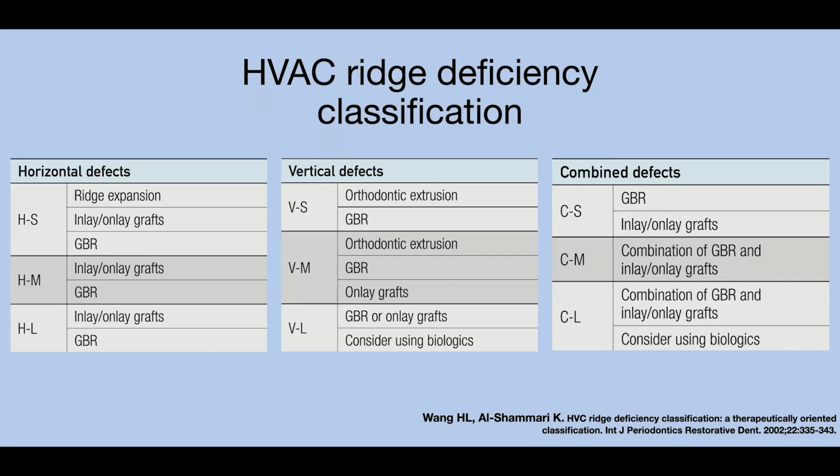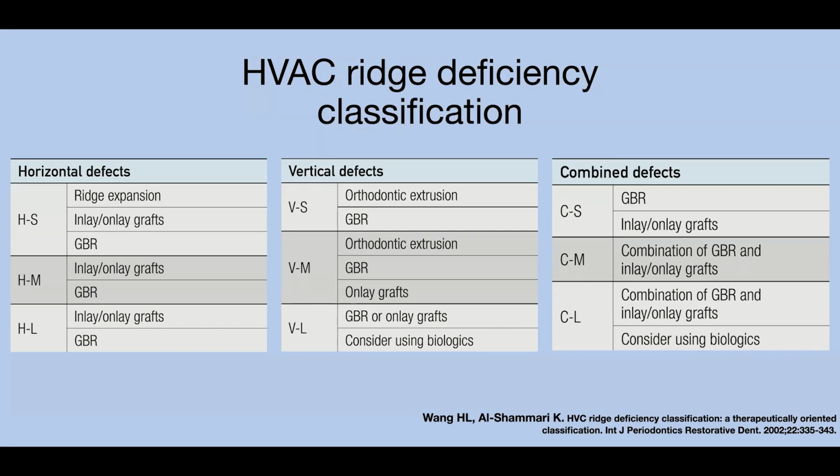And that was the HVC classification, which was the horizontal, vertical, and combined ridge deficiency classification. And basically, you have the same as from the CCARD and even the Seibert tissue deficiency classification before. We have horizontal defect, vertical defect, and combined, but each of them can be small or medium or large, as you can see. And for the small, they gave a couple of options how to fix it, and the medium as well, and the large as well.